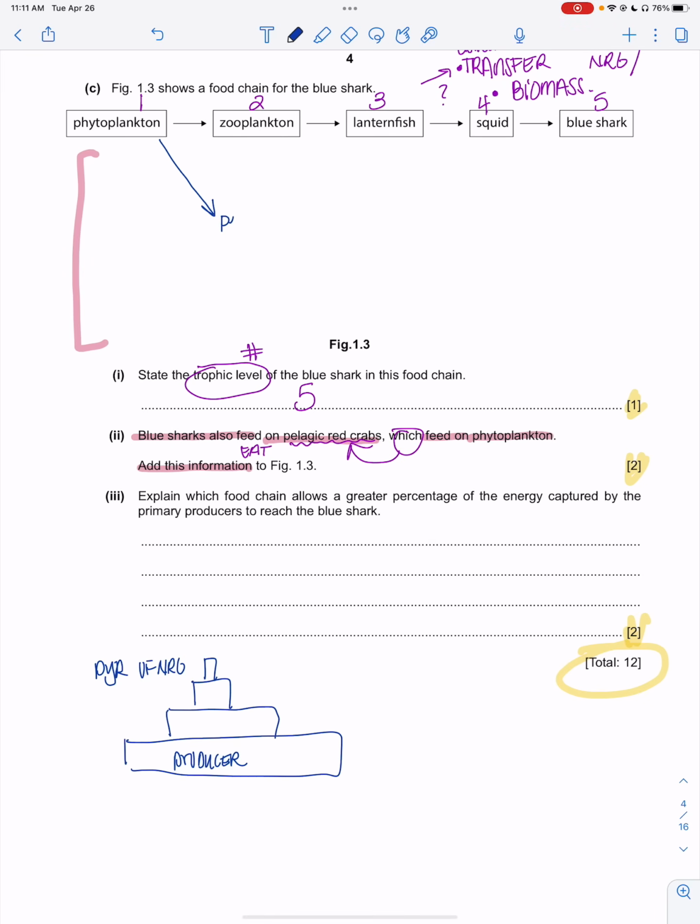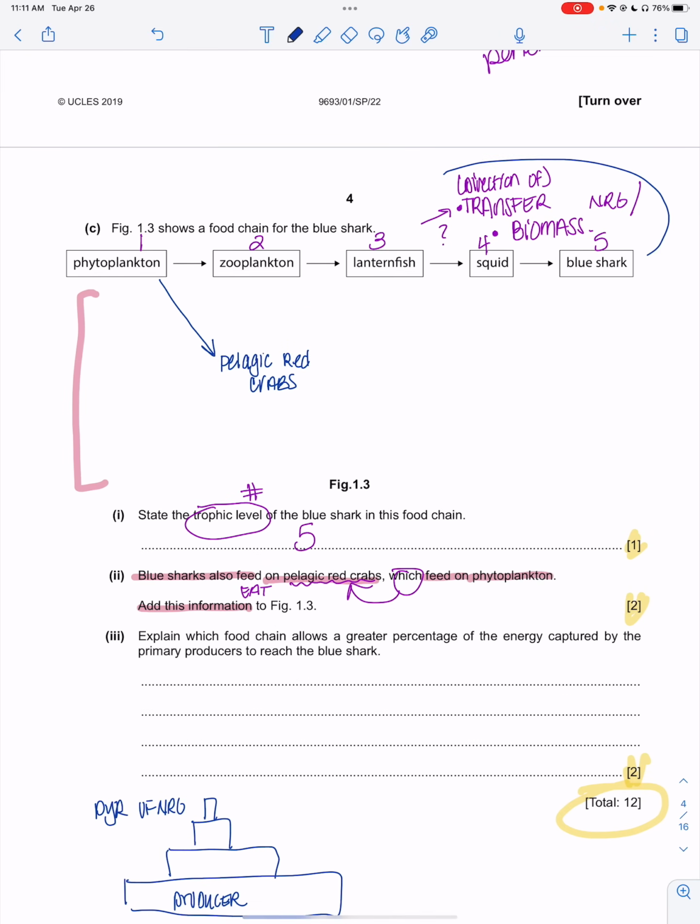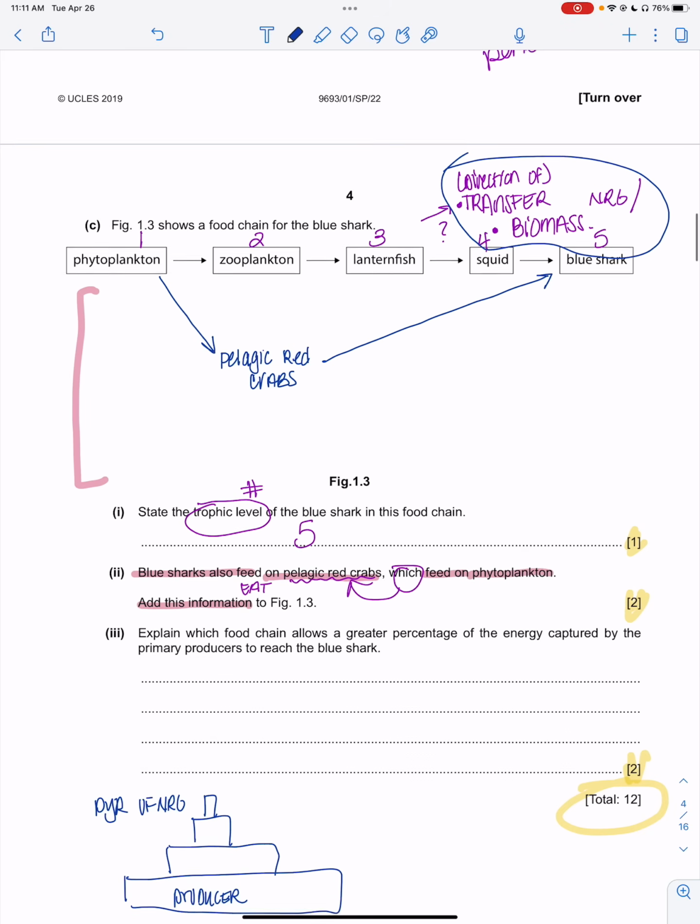Okay, I'm going to write the whole name. Pelagic red crabs, right? Blue sharks feed on the pelagic red crabs and they feed on phytoplankton. So the red crabs are eating phytoplankton. Phytoplankton is going into their stomach. It's a way to simplify what that arrow means, although that is not anything you could get correct on a test. This is what the arrow means: the direction of energy transfer, direction of biomass. Pelagic red crabs get eaten by the blue sharks. So now I'm going to do that. Okay, and there's 2 marks.